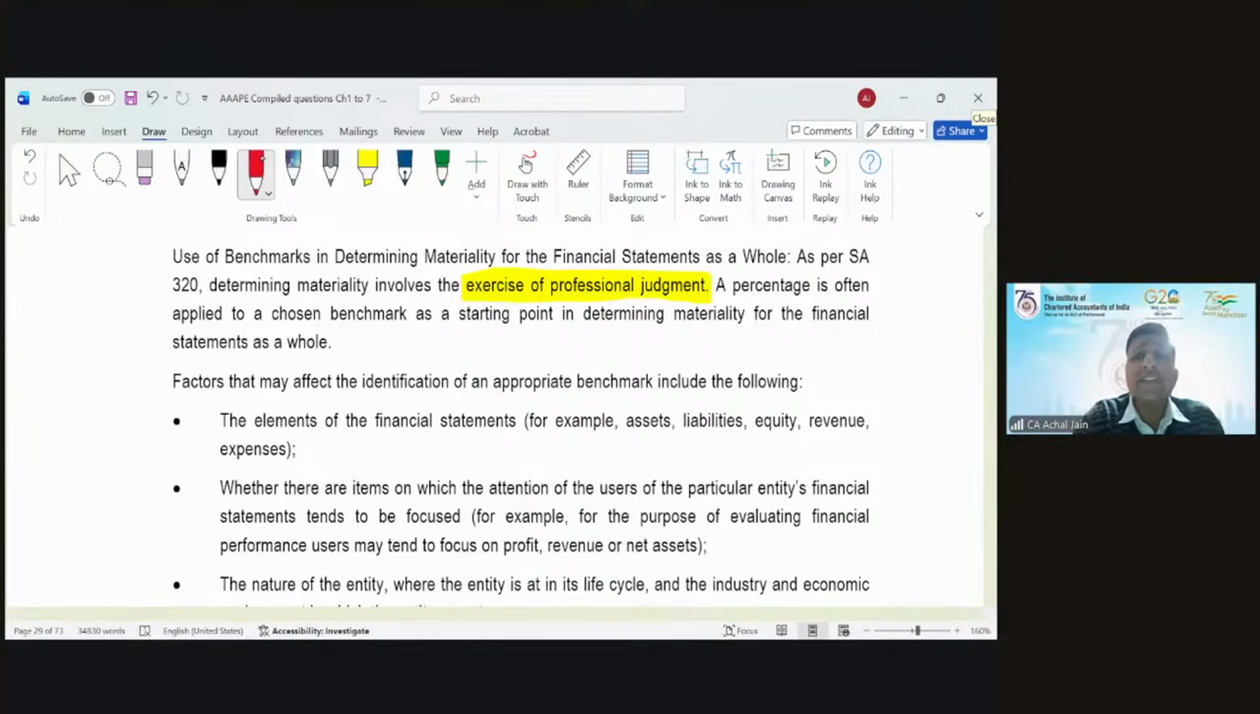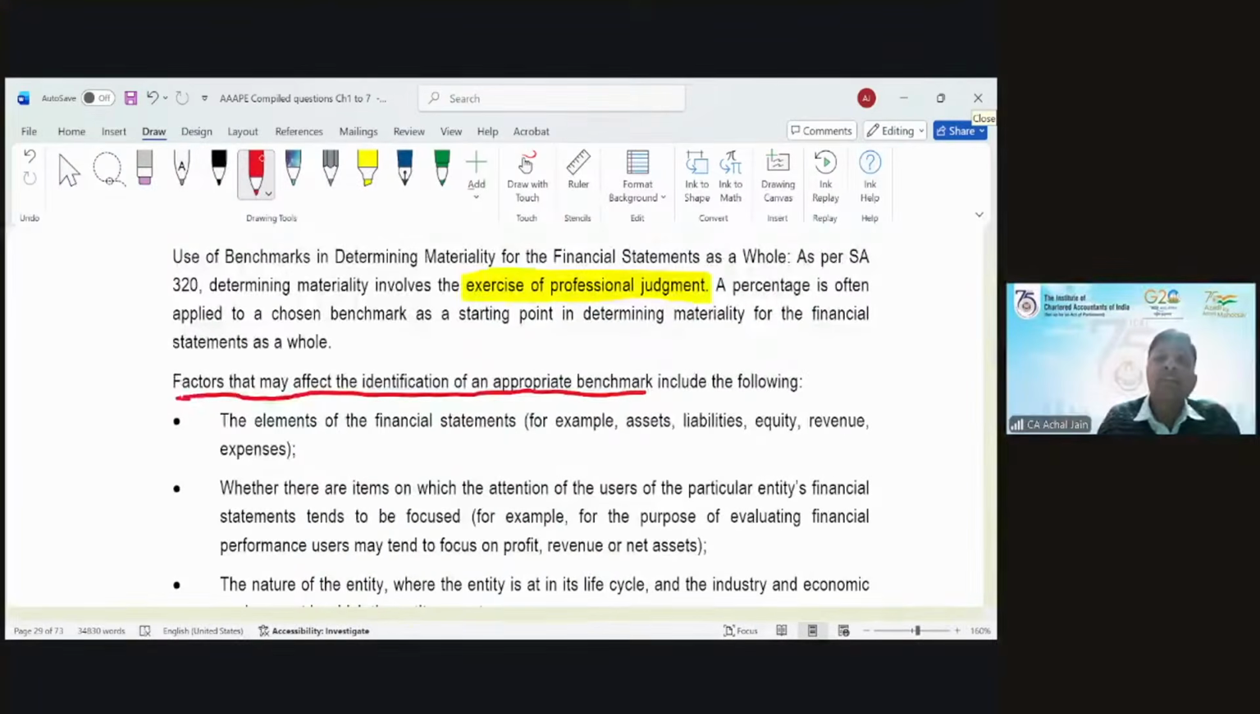A percentage is then applied to a chosen benchmark as a starting point in computing the threshold. So for any benchmark you have, you pick up a percent of that, and that's how you get the threshold, because it's all about the quantitative number we are looking at. Now, what are the factors that you will consider which will have an impact on the identification of an appropriate benchmark?